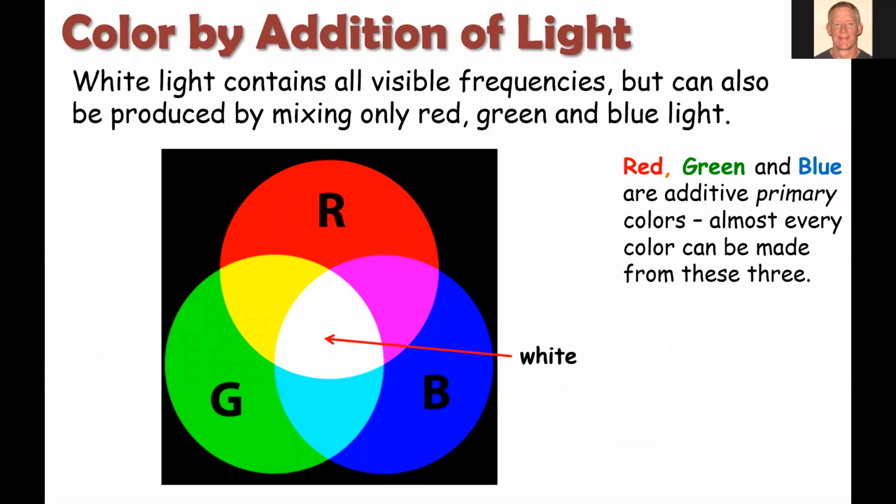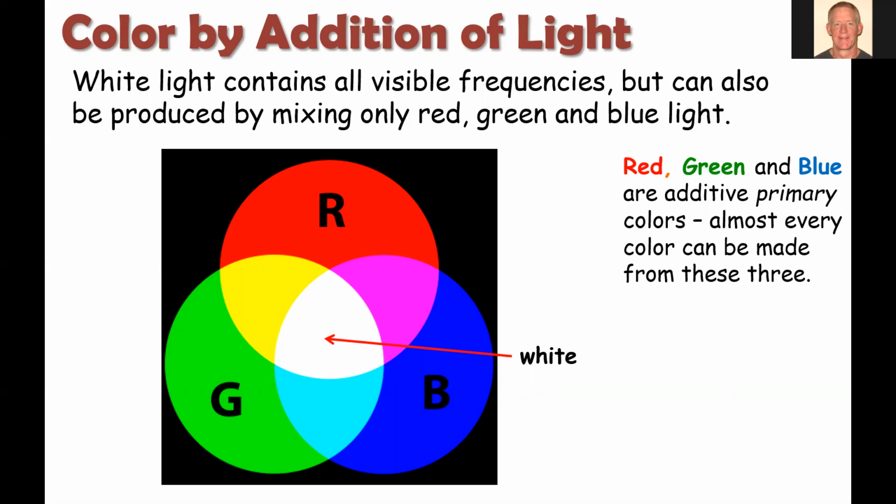All right, now let's first talk about color by addition of light. So the primary colors, red, green, and blue, can be used to mix in different ratios and produce any possible color. We call these additive primary colors because basically any color of light can be made from red, green, and blue.